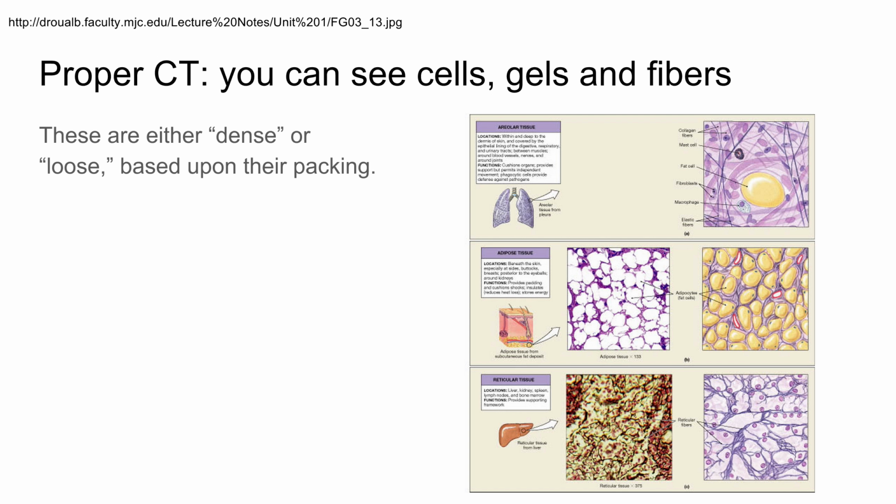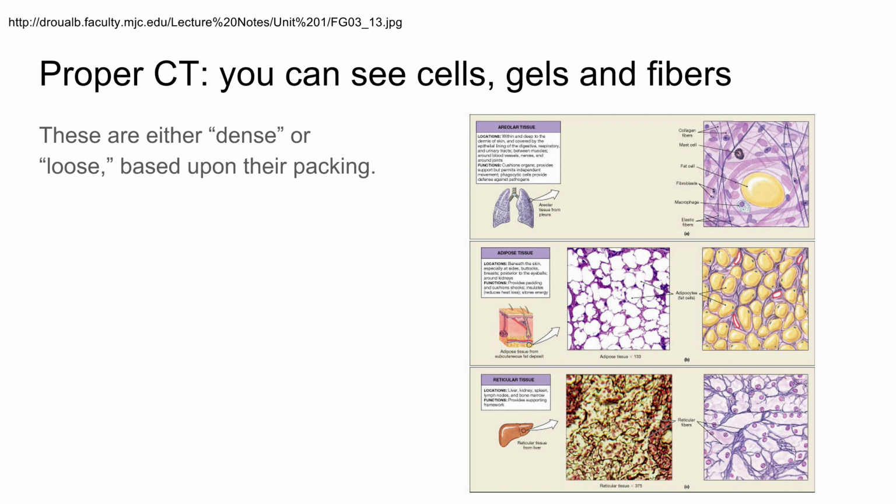The other ones are the dense ones. We call them dense regular, dense irregular, and elastic. Dense regular is called dense regular because there's a pattern to them. Dense irregular has no pattern to it. A lot of you, when you were looking at the skin or trying to find your stratified squamous epithelium, you're looking actually at dense irregular connective tissue.